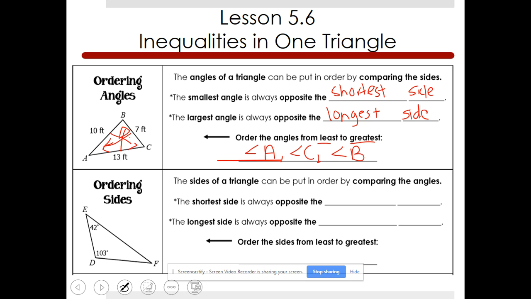And that works for ordering sides as well. So the shortest side is always opposite the smallest angle. And the longest side is always opposite the largest angle.